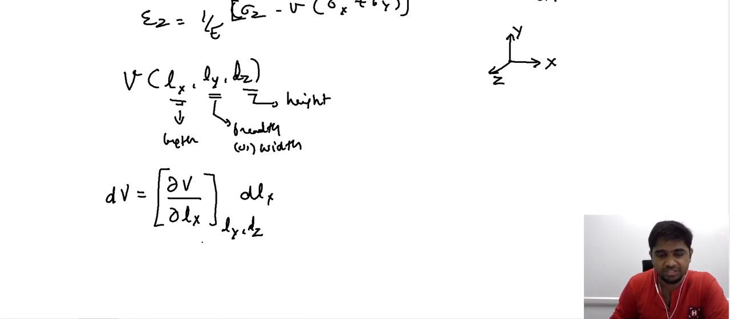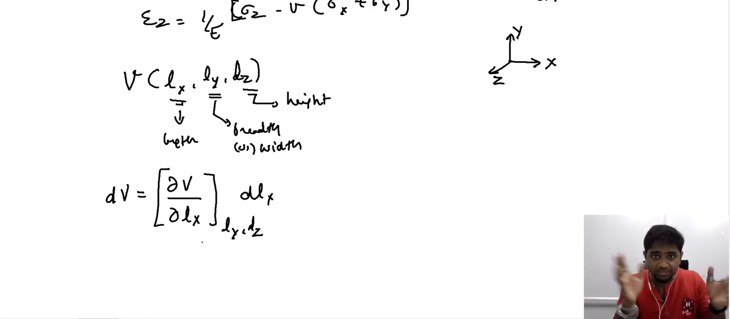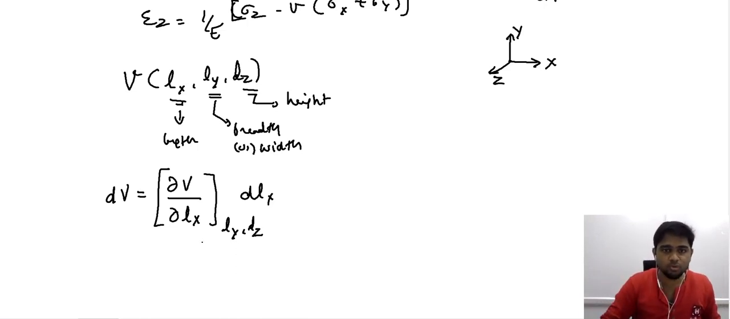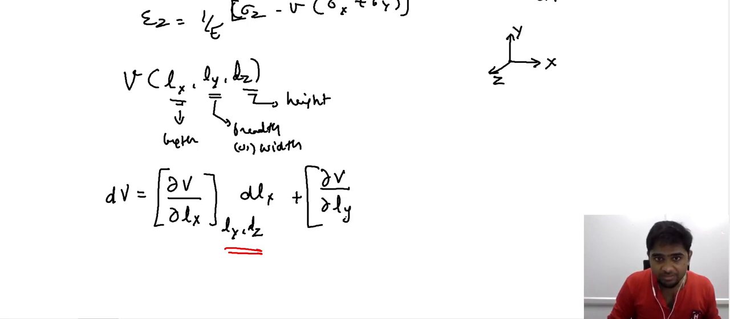So what the first term indicates is that we are considering the change in the volume as the dimension along the x axis varies, assuming that the dimensions along the other two axes are constant. Now we are assuming that all the three dimensions are changing, so we need to also consider the change in the volume as the dimension along the y-axis changes, under the assumption that the dimensions along x and z are constant.